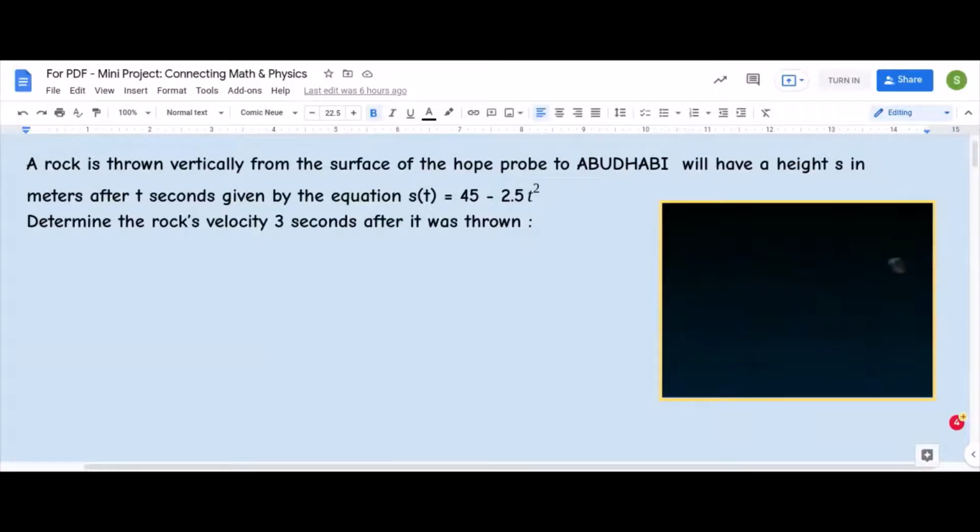Today I will explain how you could find the derivative using velocity, and this is the first example. A rock is thrown vertically from the surface of the Hope probe to Abu Dhabi will have a height s in meters. After t seconds, given by the equation s of t equals 45 minus 2.5 t squared, determine the rock's velocity 3 seconds after it was thrown.